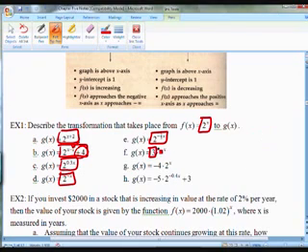Next one's 3 times 2 to the x. Notice the 3's being multiplied by the whole thing. So it's going to be vertical. Yeah, stretch it times 3 vertically. Next one, you've got two different things happening to it vertically. It's going to flip it vertically because of the negative, and the 4 is going to stretch it vertically times 4.